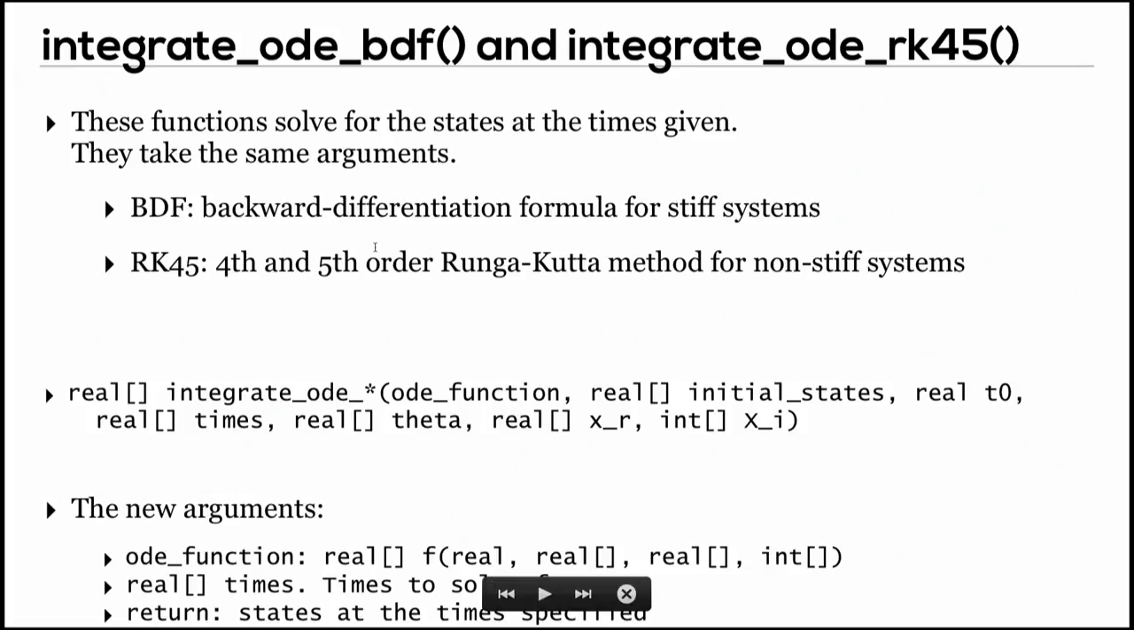The function signature of the integrate ODE functions is as follows. It returns a real array. It has an ODE function that you specify, that's the name of the function. It has the real initial states, so this is where you start. It has the time that you start. It has the times that you're interested in integrating over. It has theta, the arguments that are based on model parameters. It has arguments that are based on the data and integer data.